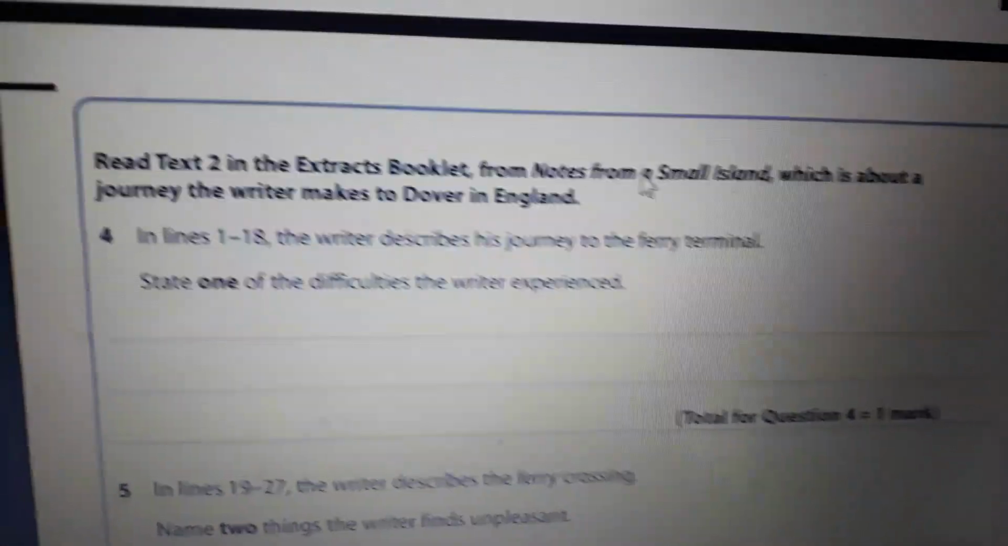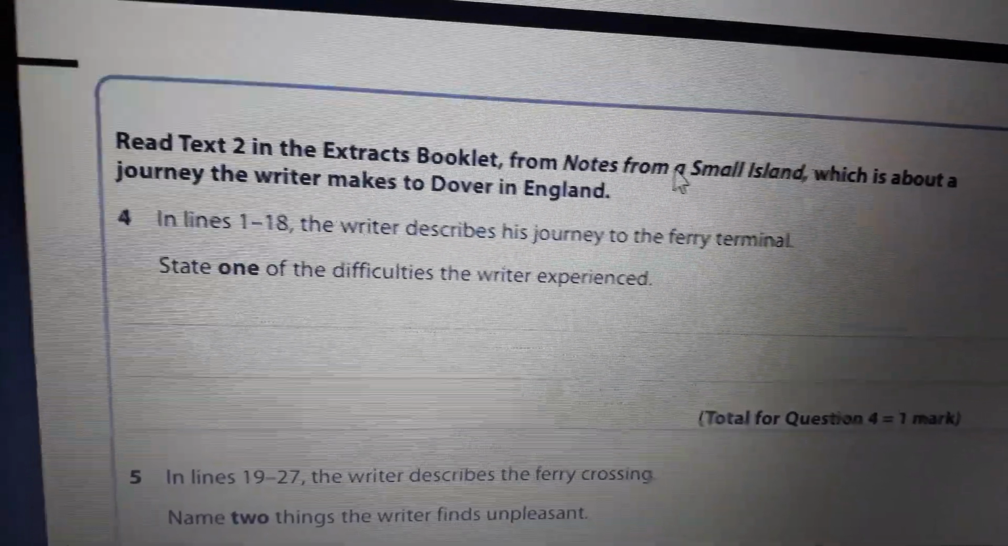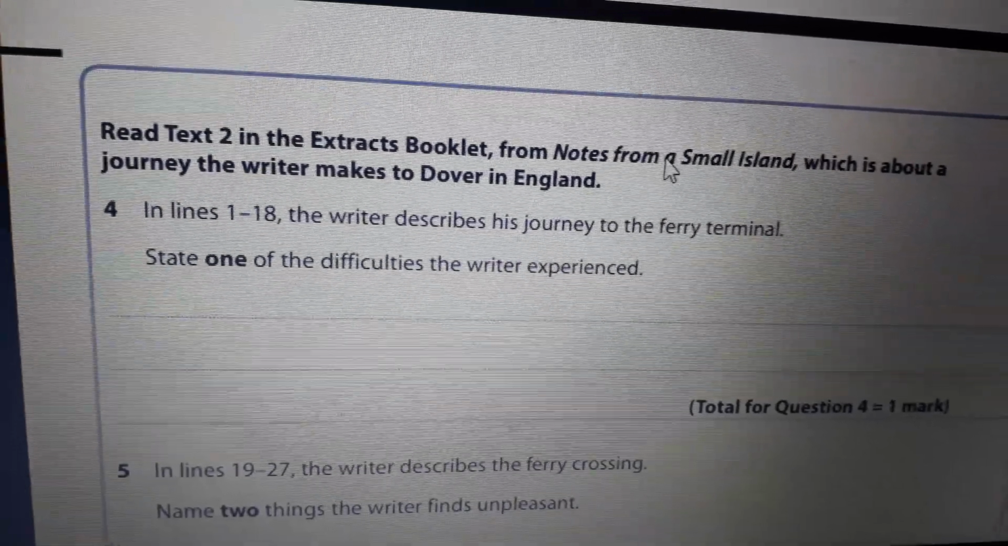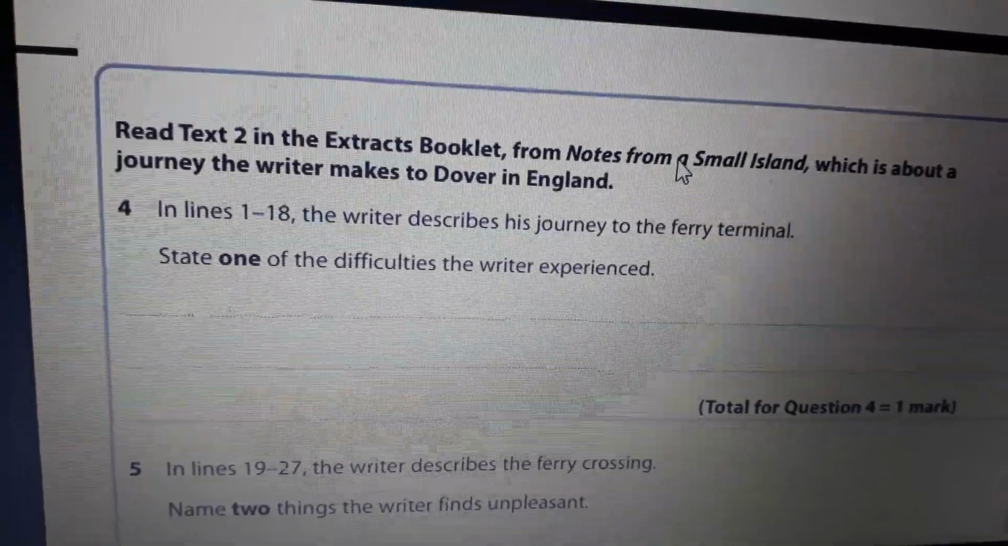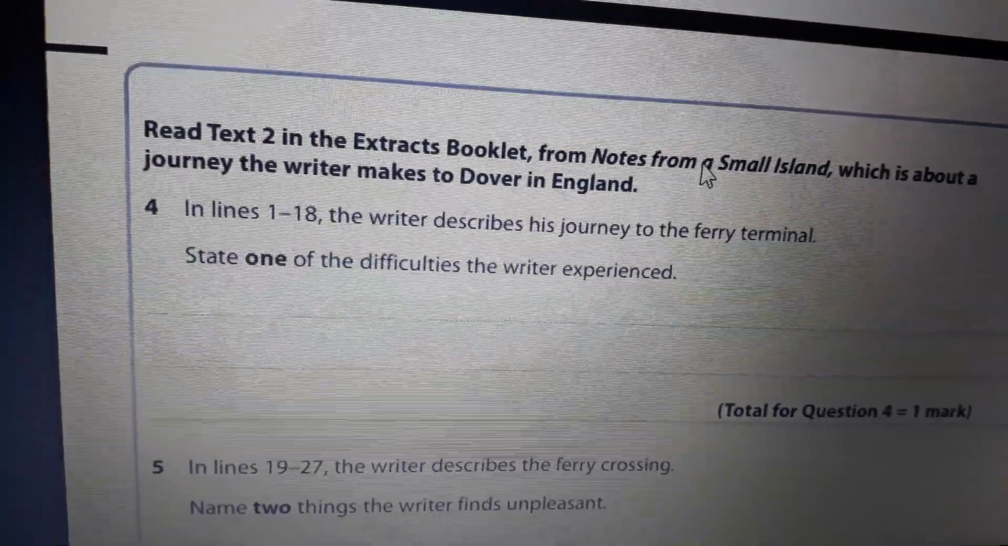Let's move on to question number 4. As you can see, the space is long, meaning the answer is going to be long. 10 marks. So we move on to the next question. Yes, now we are in the second passage. Read text 2 in the extracts booklet, from Notes from a Small Island, which is about a journey the writer makes to Dover in England.